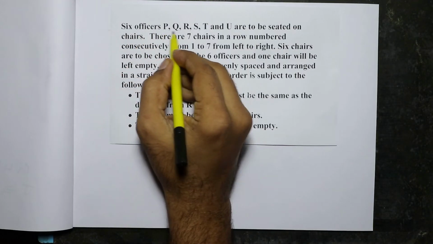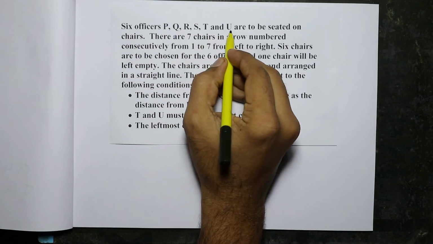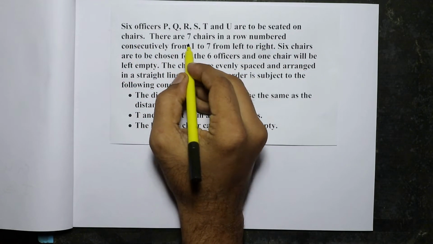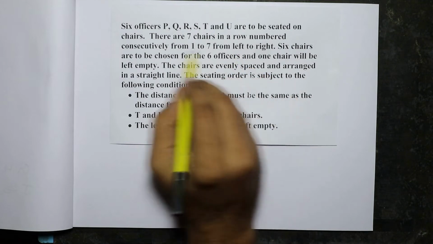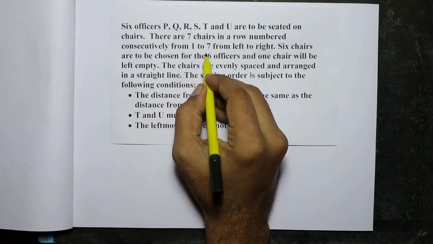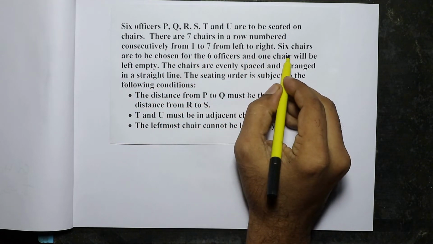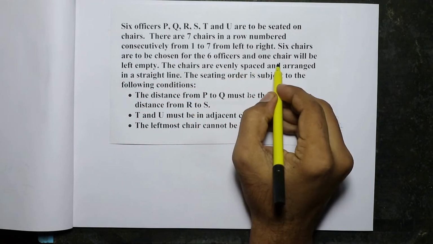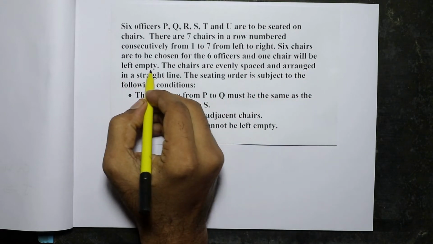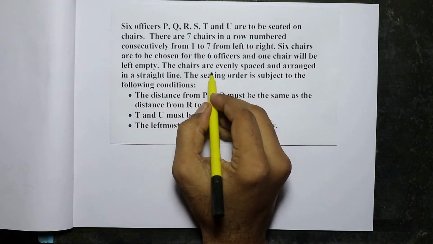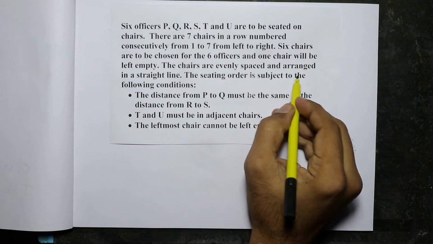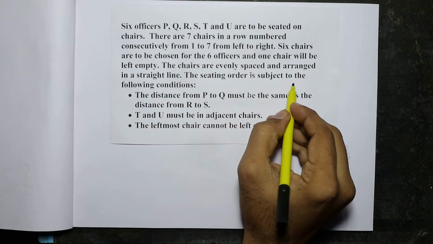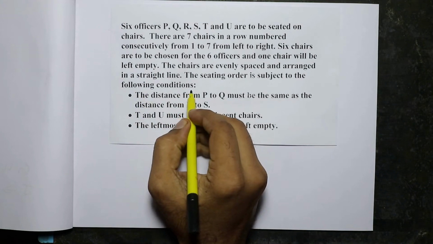6 officers P, Q, R, S, T and U are to be seated on chairs. There are 7 chairs in a row numbered consecutively from 1 to 7 from left to right. 6 chairs are to be chosen for the 6 officers and 1 chair will be left empty. The chairs are evenly spaced and arranged in a straight line. The seating order is subject to the following conditions.